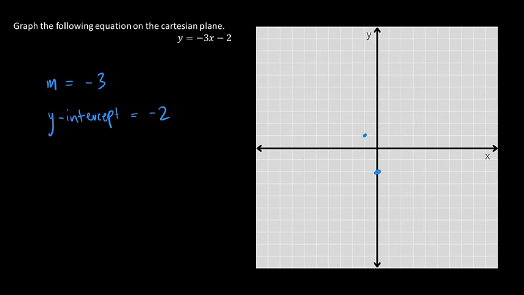Again, what I'm going to do is get my ruler and draw my line through those 2 points. Once I've done that, again, I'll form arrows on my line. And what you can also do is write the equation on the line, like so.